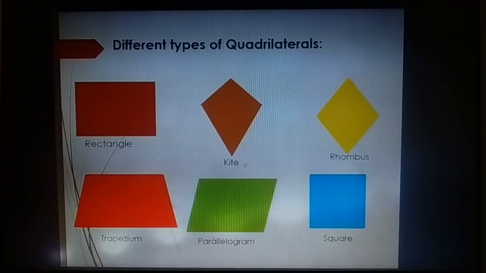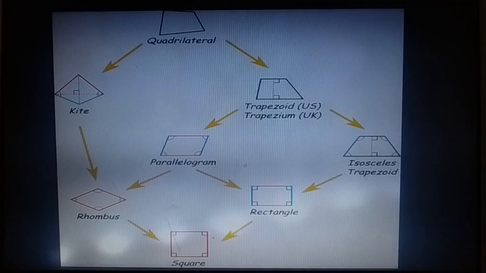Here the different types of quadrilaterals are given. Rectangle, kite, rhombus, a square, a parallelogram and a trapezium are given here. But all are having 4 sides, hence all are quadrilaterals. Let us see the quadrilaterals in detail.